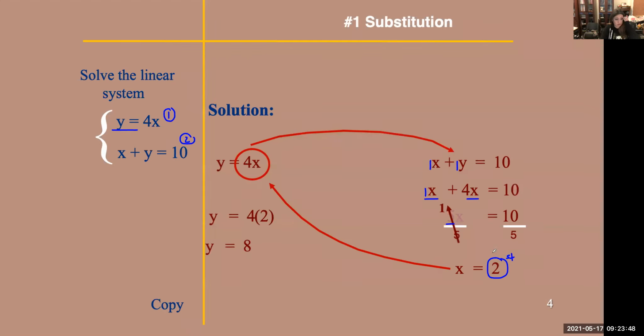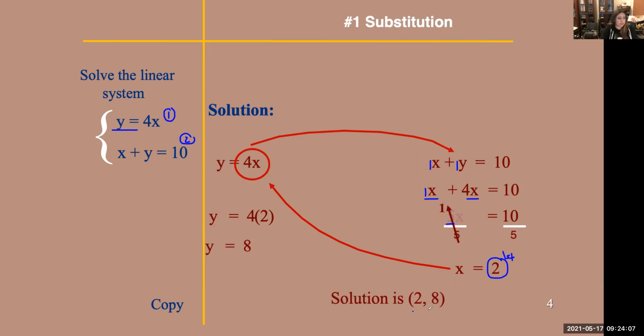Okay? Oops. First, I did that all backwards. First. So it doesn't matter if x was solved first or solved second. The x is always first. So our solution is (2, 8).